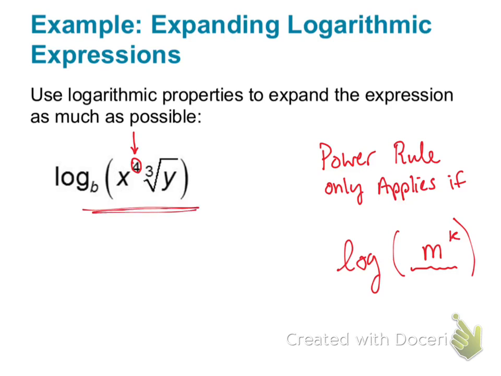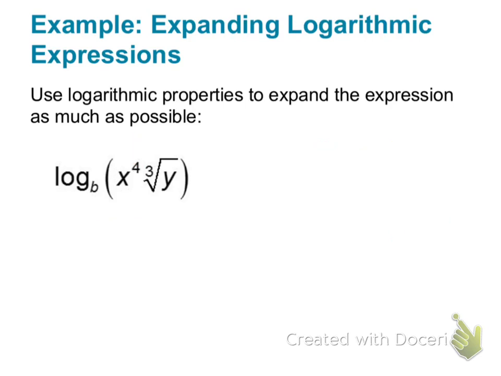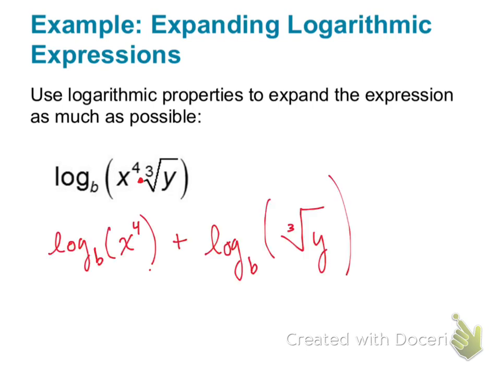Over here, the exponent of 4 is only on part of the input, not on the entire input to the logarithm. Therefore, the power rule does not apply. Instead, we can apply the product rule first. We see that this is the multiplication as the argument of the logarithm. Therefore, we can use the product rule to expand this as log base b of the first factor plus log base b of the second factor.